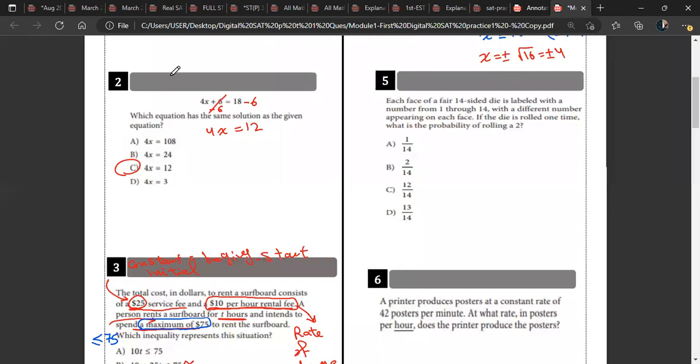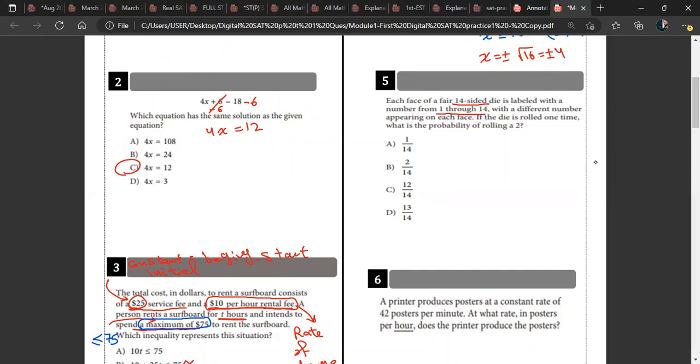You can use the chat box if you're shy, okay? How do we know? Because he tells you 14-sided. Okay, you have here 14 sides. Yes, 14 sides. And here, the 14-sided die is labeled with numbers from 1 to 14. So how many outcomes you have?